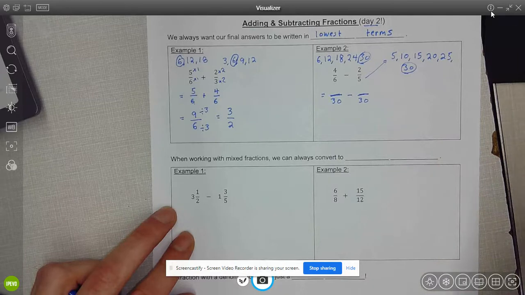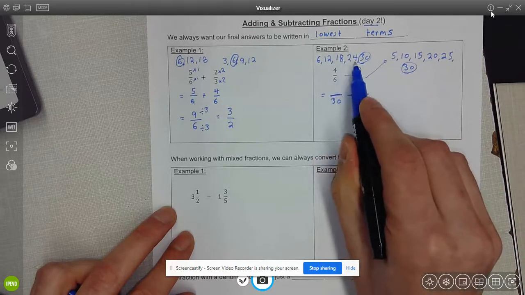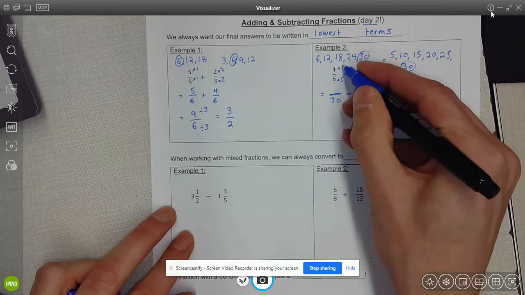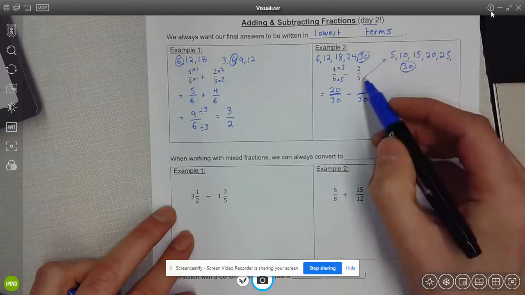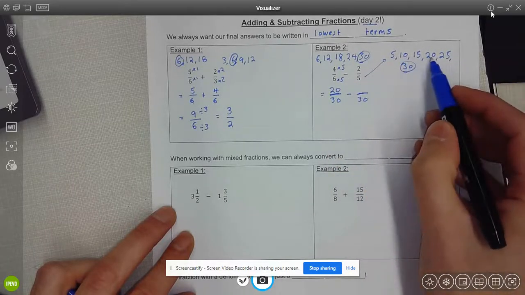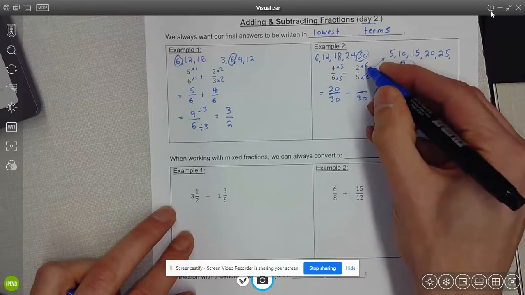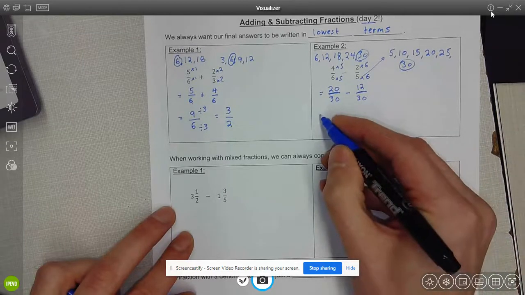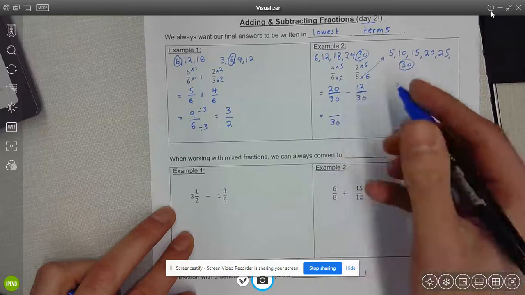So 30 is 6 times 1, 2, 3, 4, 5. 6 times 5 is 30. So I do the same to the top. And we know that 4 times 5 is 20. 1, 2, 3, 4, 5, 6. 5 times 6 is 30. So I do 2 times 6 on the top, which is 12. So again, on the bottom, I have a 30. And on the top, I do 20 minus 12 is 8.